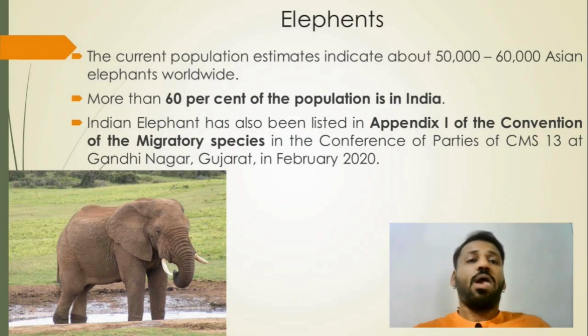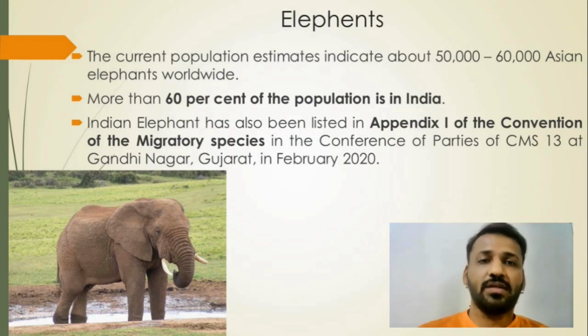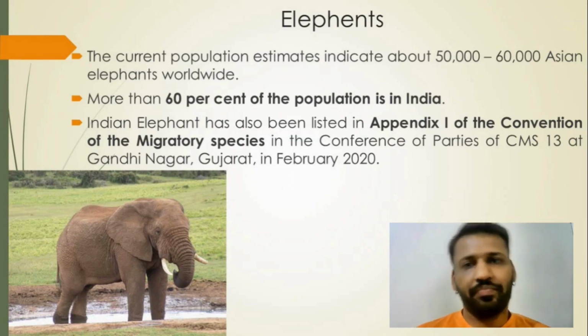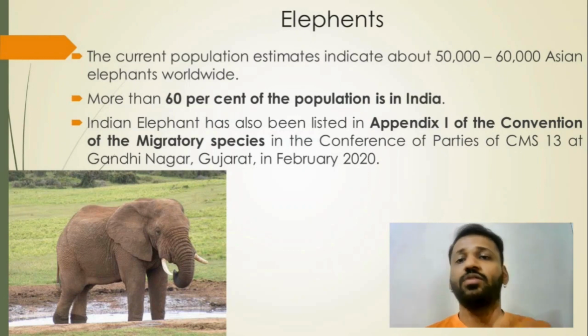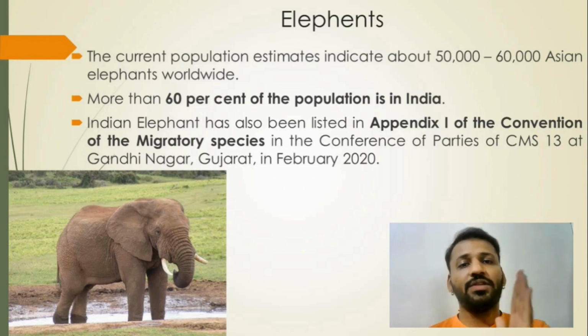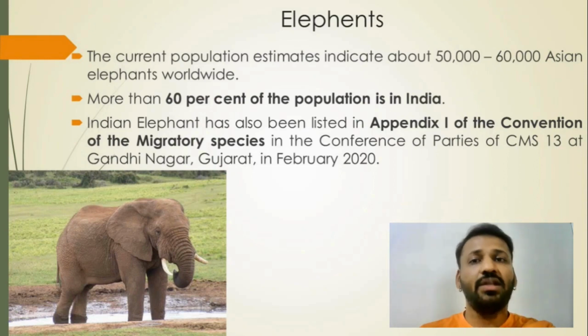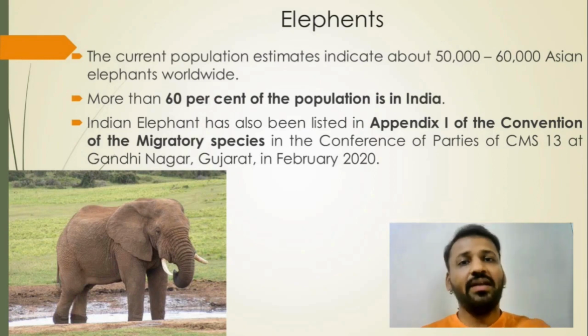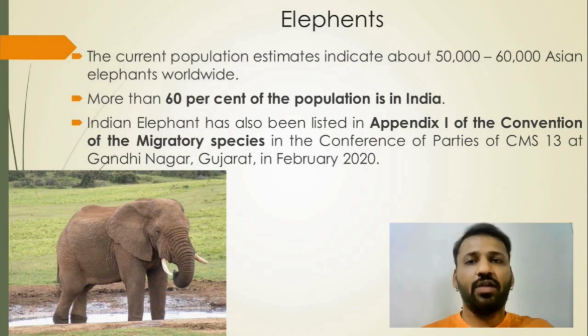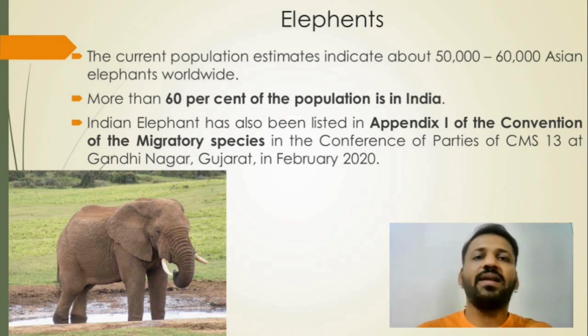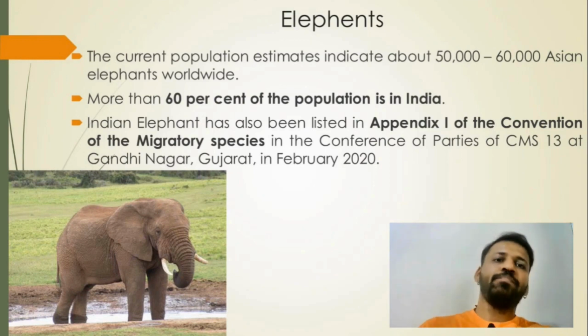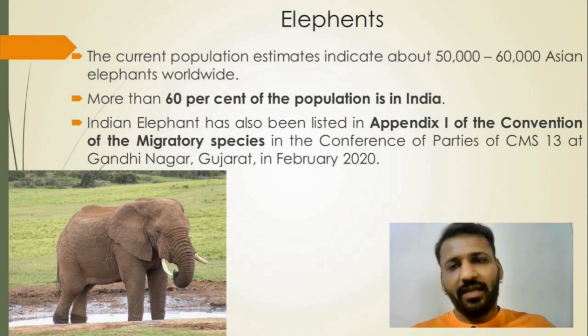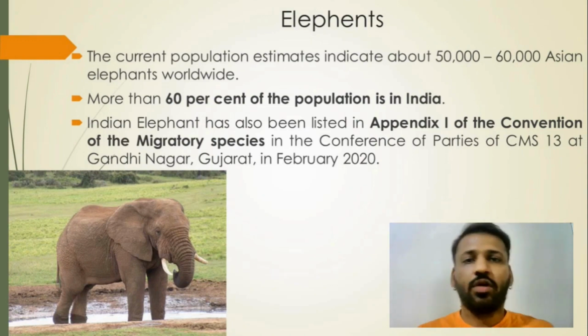Recently the documentary known as Elephant Whisperers has won the Oscar. So you should see that documentary, as questions can be asked on elephants. So 60% of the population of the Asian elephant is in India. And the elephant is listed in Appendix 1 of the Convention on Migratory Species, at Gujarat in 2020. So these things are very important from the prelims point of view.